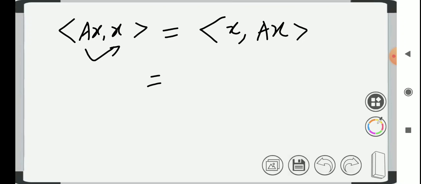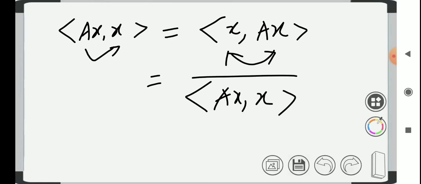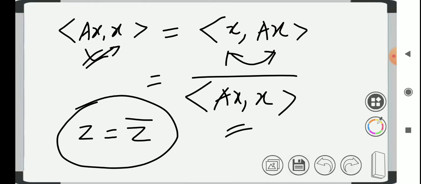So this will be equal to, if we exchange these two, we will get the conjugate of it, that is Ax with x. This will be simply replaced by its conjugate. But here the quantity is the same as its conjugate, which implies that z is simply equal to z conjugate. Now if we have the property z equal to z conjugate for a complex number, this simply implies that z is a real number.